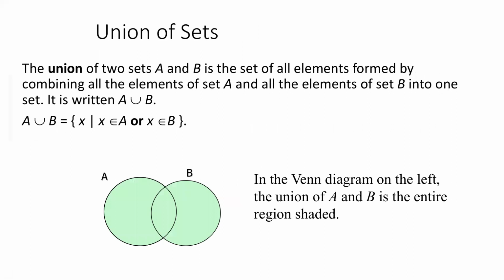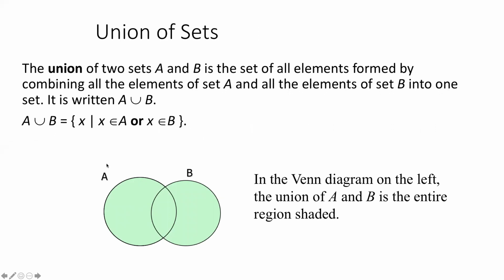Now we need to get into the definitions of things like union. So union is basically set A and set B. What we'll talk about is basically the set of elements X such that X is either an element contained in A or X is an element contained in B.